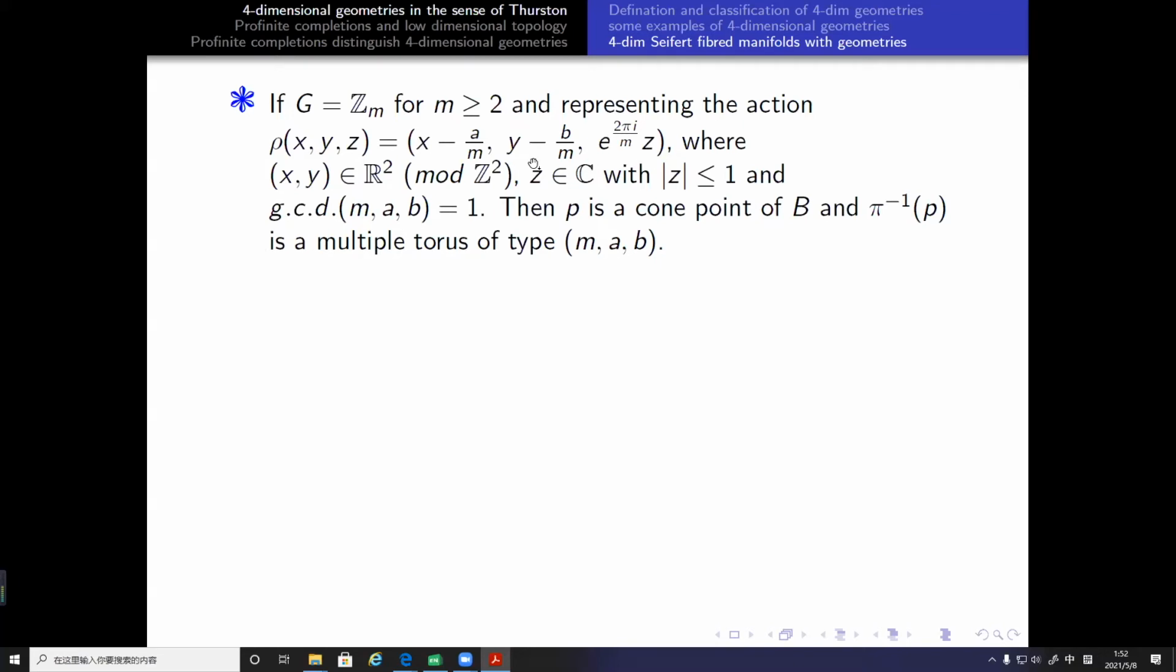Okay, and the action of G on the manifold is like this one. We have the condition here: the three numbers M, A and B, the greatest common divisor of them is just one. Then the point P here is the cone point of the two-orbifold, and the inverse image of P is the torus, but it is a multiple torus of type M, A, and B. This type of singularity is a typical singularity.